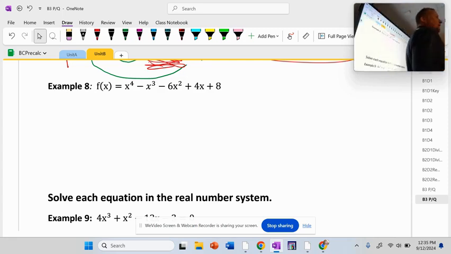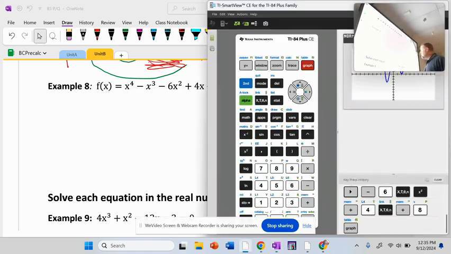This is why the P over Q list became obsolete. The graphing calculator kind of took over. So I'm going to show you, and I already have it, but go ahead and type example 8 in your Y1 screen. All right, I already got it done.